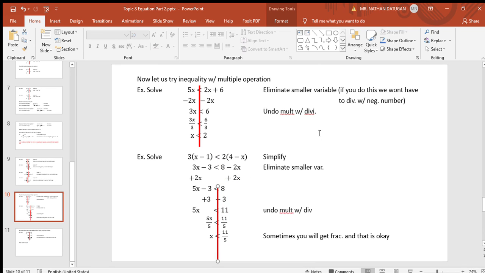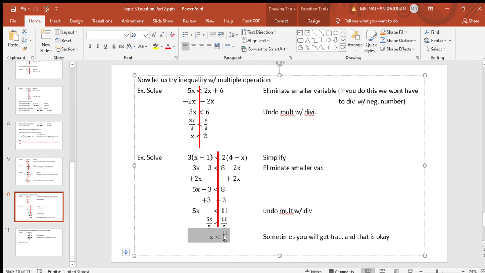So what if you didn't eliminate the smaller variable? What if instead you move 3x? You're going to subtract 3x on both sides, and instead of positive 5x, you're going to have negative 5x on your right side, and later on you're going to flip the sign. But either way you want to go, you're going to be left with the same answer. x is less than 11 over 5. But you're just doing extra steps.